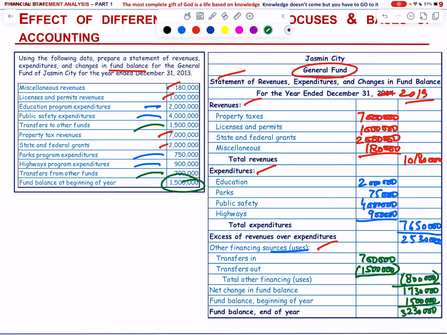So if we summarize, you can see that the general fund for Jasmine City has 10,180,000 in revenues, 7,650,000 in expenditures, a negative 800,000 in net transfers, and a change in the fund balance of 1,730,000. So the fund balance at the end of the year is 3,230,000.